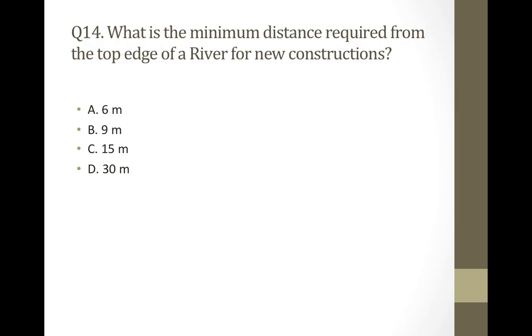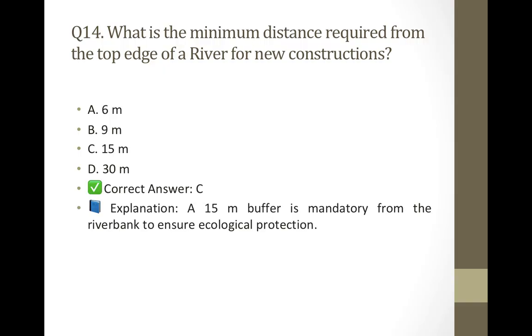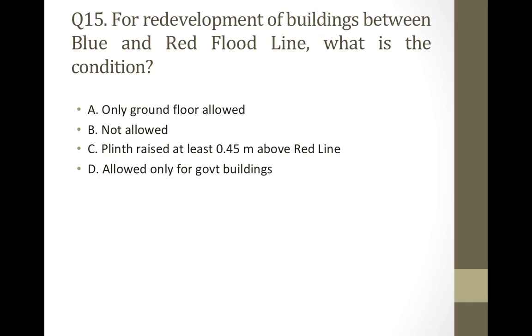Then, what is the minimum distance required from the top edge of the river for the new constructions? Option A 6 meters, option B 9 meters, option C 15 meters and option D 30 meters. So correct answer is option C, that is 15 meters. So for nala it is 6 meters, but for the river it is 15 meters, which is given in chapter 3 of UDCPR.